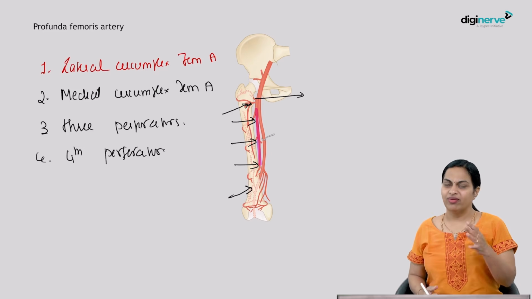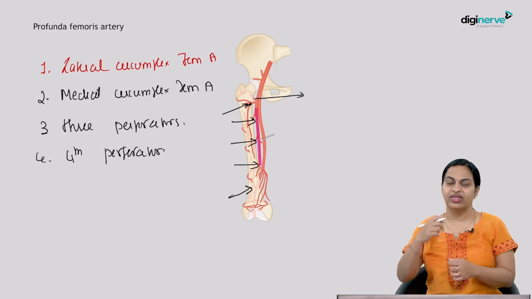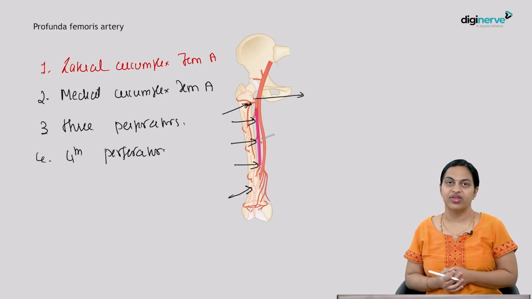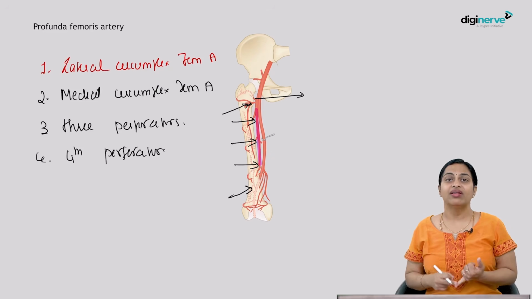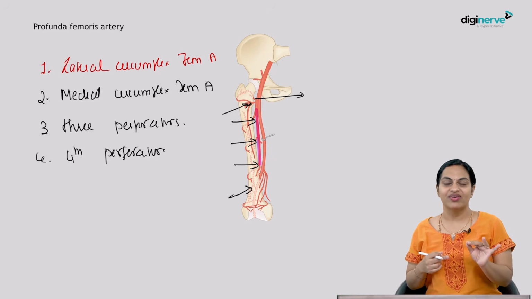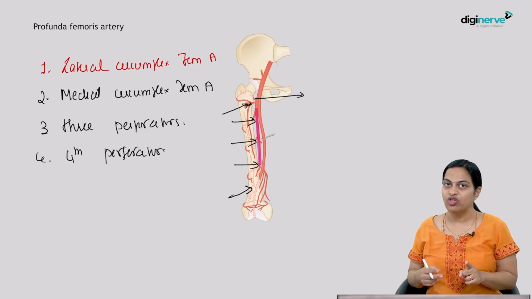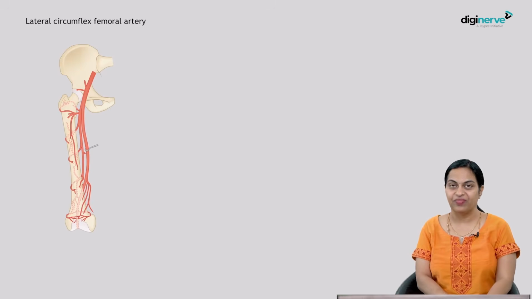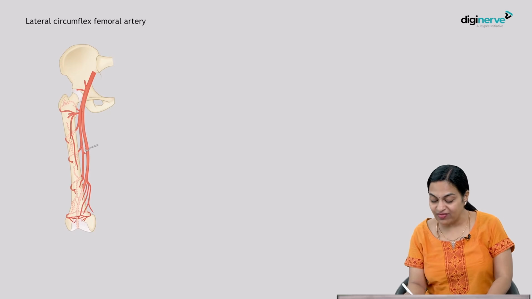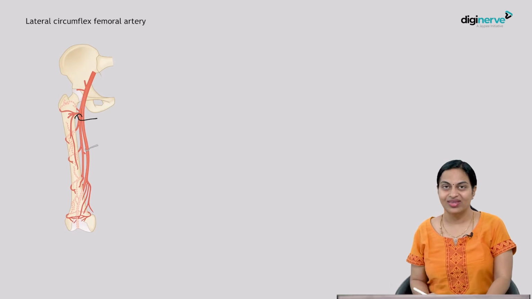Okay. So what are the branches coming from profunda femoris? It can be tied in cadaver, right, in your spotter exam. Remember, the branches from profunda femoris are lateral circumflex femoral, medial circumflex femoral, the three perforators, and the fourth perforator is the continuation of profunda femoris artery. The lateral circumflex femoral artery is this one.